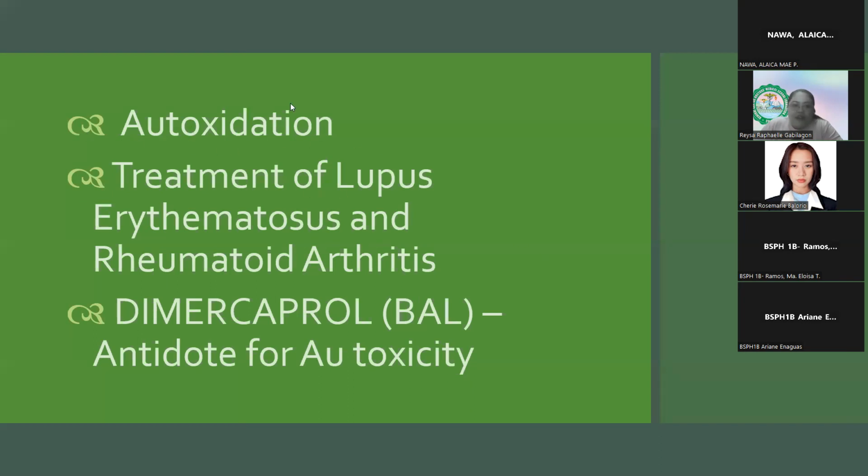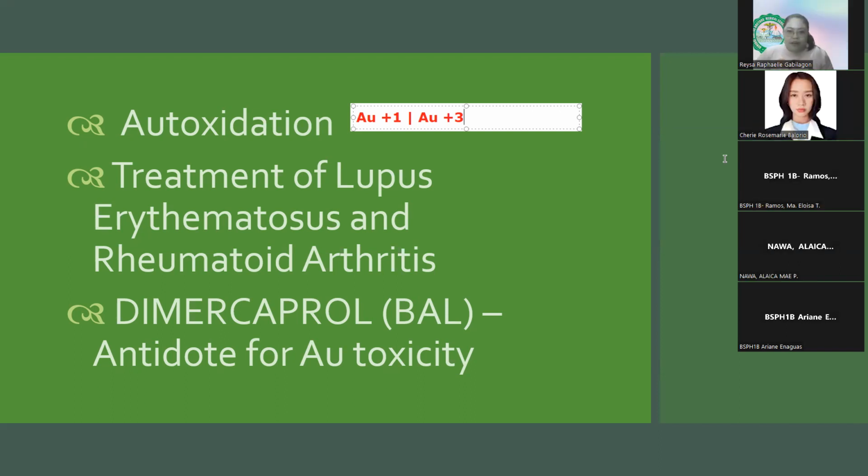Now, gold undergoes auto-oxidation. Gold has two possible charges, or oxidation states: positive 1 and positive 3. Gold with positive 1 undergoes auto-oxidation, oxidizing into positive 3. Auto means automatic. No other chemicals are added to oxidize it, and it is not because of the air or the water. The gold itself oxidizes, which is why it is called auto-oxidation.